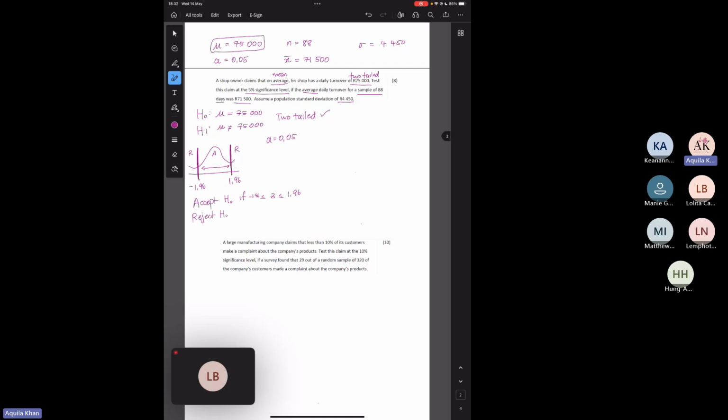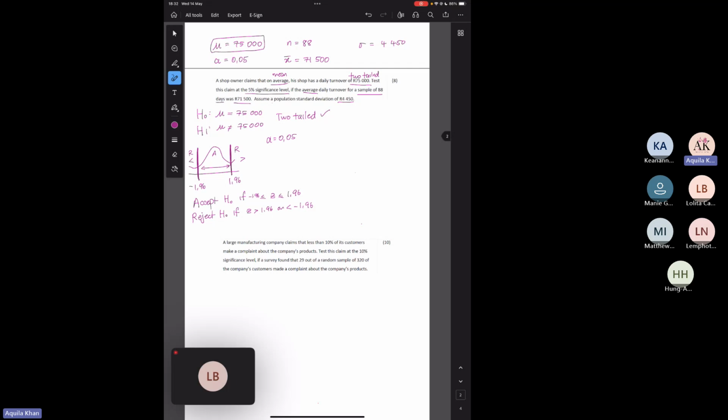So you'll say reject the null hypothesis if your Z value is either on the right hand side, if it's greater than a positive 1.96, or on the left hand side, if it's further negative. Sorry, I forgot the sign. If it's less than a negative 1.96. And that is your region of acceptance and rejection.